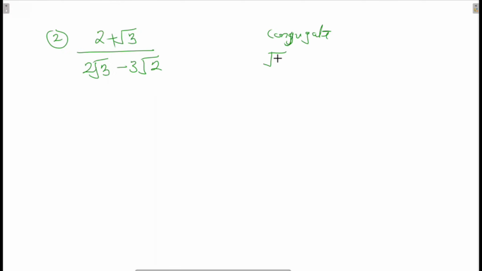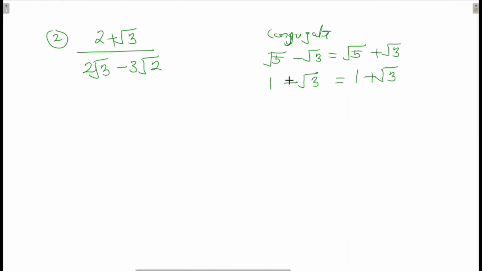So you have root 5 minus root 3. The conjugate of root 5 minus root 3 is root 5 plus root 3. That's the conjugate. This subtraction turns to addition, and if it is addition before, it turns to subtraction. Now we have 1 minus root 3. This one turns to 1 plus root 3. They are conjugates.